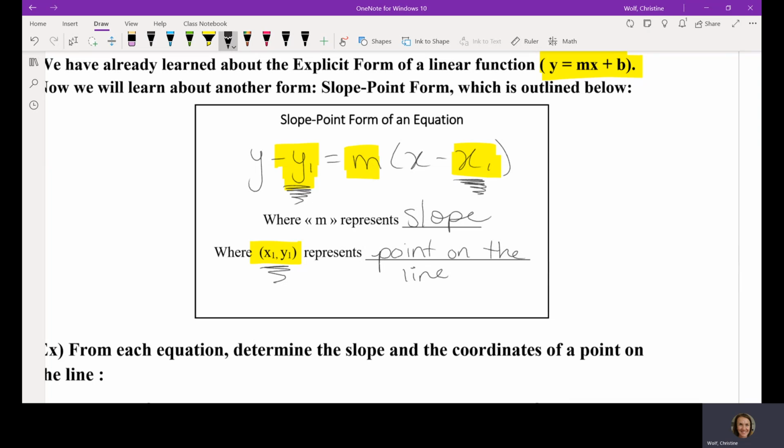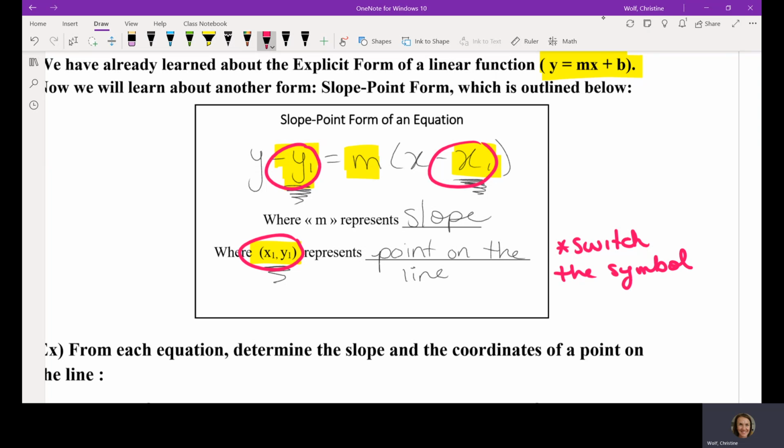A little special note here: when you pull out these 2 values and put them in a point together, you have to switch the symbols. So if it was a positive while it was in the equation, when you pull it out, it will be a negative. That sounds like a lot, but it's not complicated at all, and I'll show you with the next example.